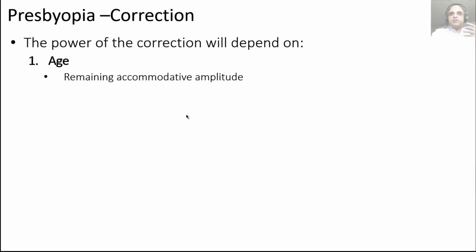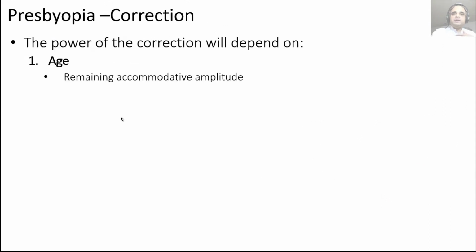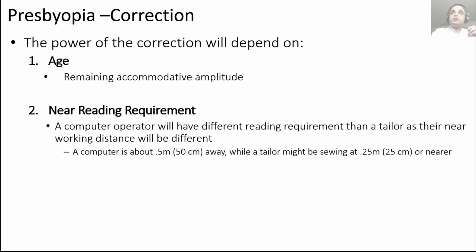And to correct presbyopia, obviously we need to give this person some form of additional power. And that power would depend upon the age of the patient. Remember, as you grow older, the accommodative amplitude would become even worse simply because your ciliary muscles are getting weaker and weaker. And also it would depend upon near requirement. A computer operator would have a different requirement as compared to a tailor. A computer operator might put his screen at 0.5 meters, while a tailor would be working at 0.25 meters.